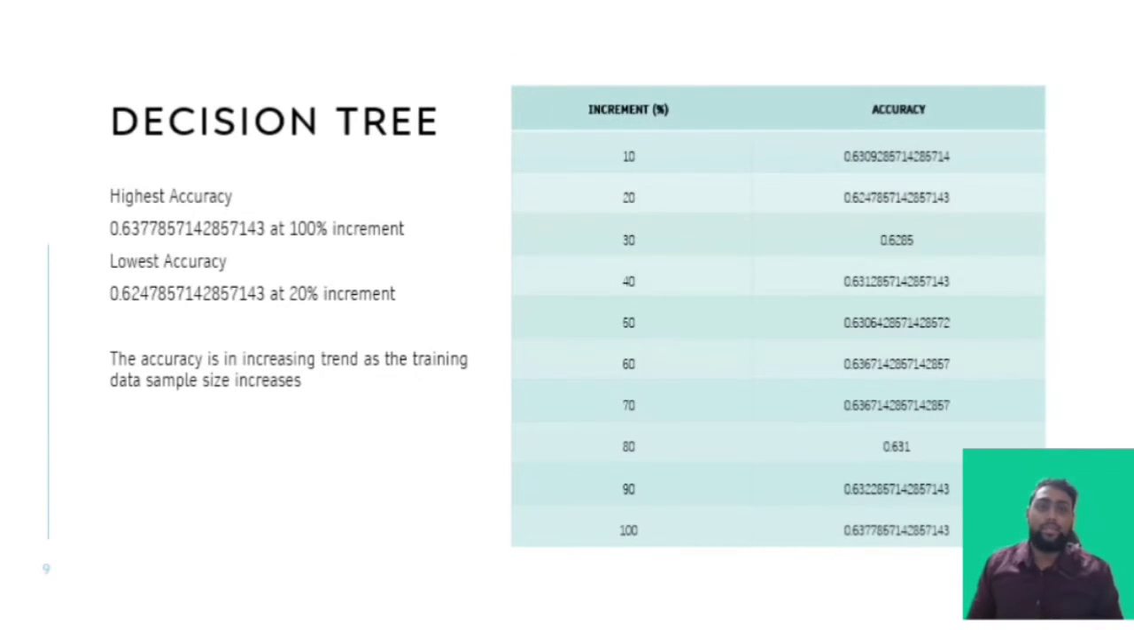The decision tree is the poorest performing model of all three. As I said before, we are going to focus on the training data sample size. The highest accuracy for the decision tree is 0.63778 at 100%, and the lowest was recorded at 0.624785 at 20% training data sample size. In this manner, as you can see, the larger the data set, the better the performance for the decision tree.